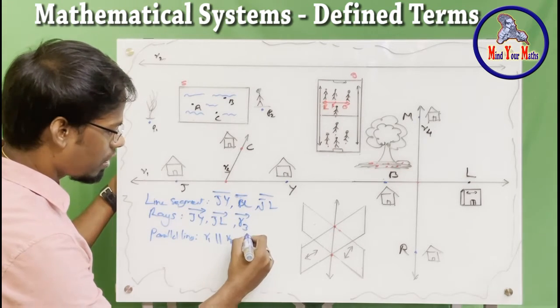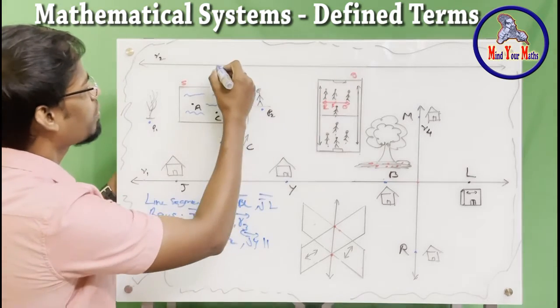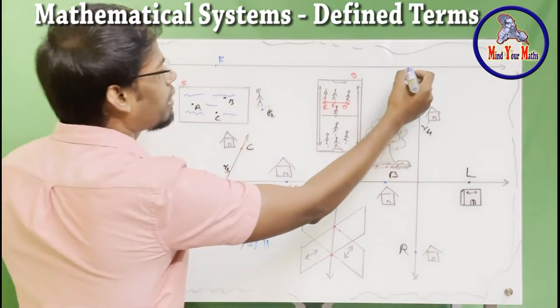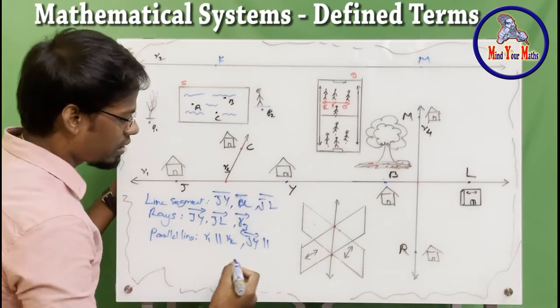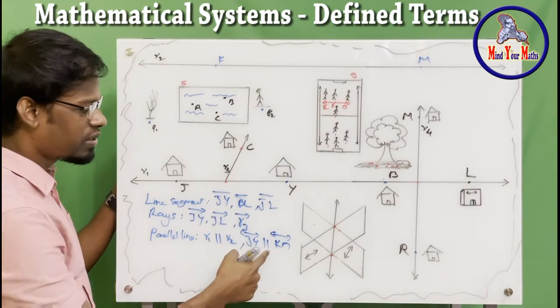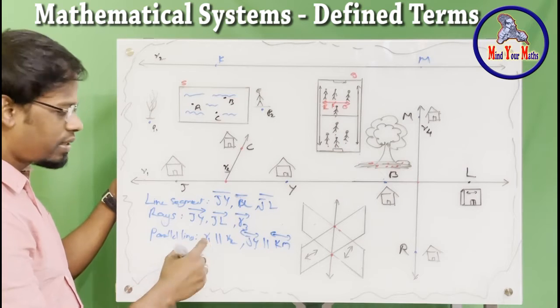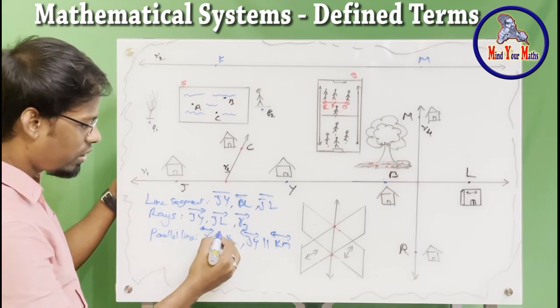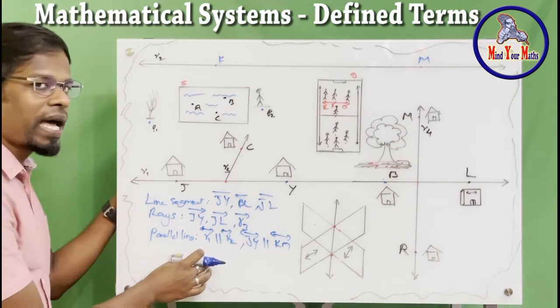JY is a line which is parallel to, if we have two points here, maybe K, and here we have M, then we can say line KM. This line is parallel to this line. Because this is a line, we use this sign as well. Don't forget that. So that is parallel lines.